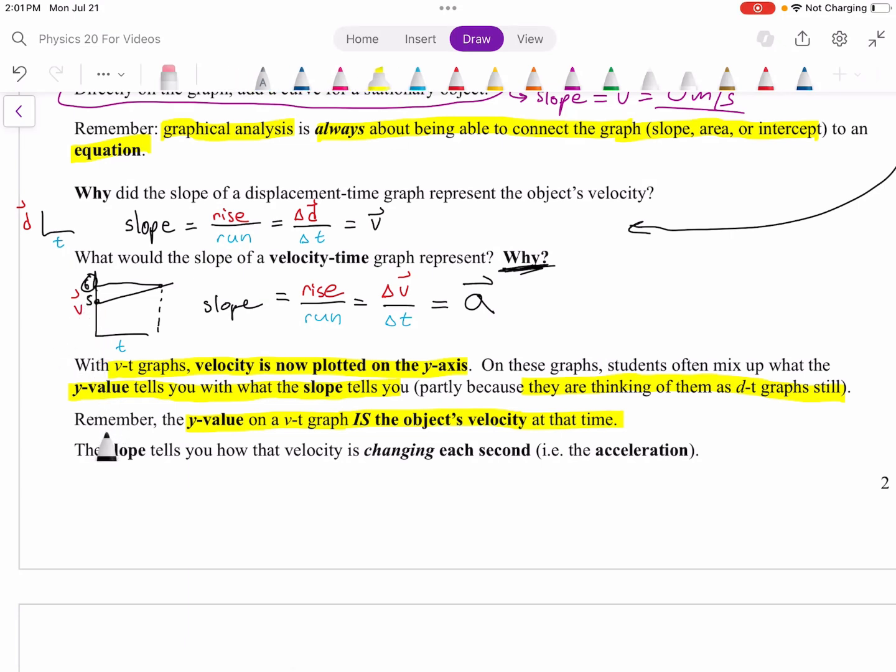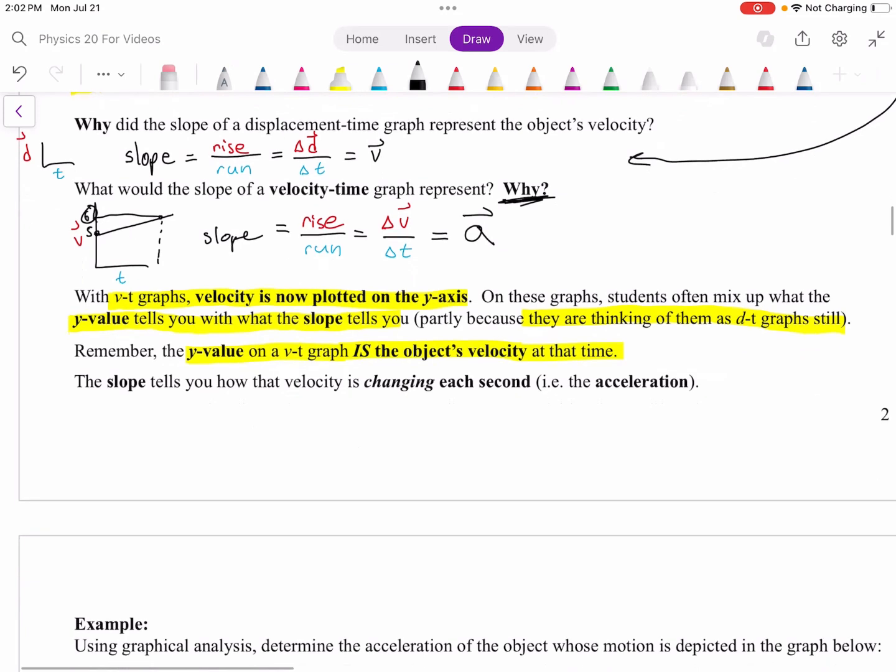Students often will go ahead and just find the slope, but that's because they're thinking they're looking at a DT graph, right? The slope of that gives us the velocity because it gives us the change in displacement over the change in time. If we're given a VT graph and asked to find the velocity at a certain time, we just need to read what the velocity is off the y-axis.